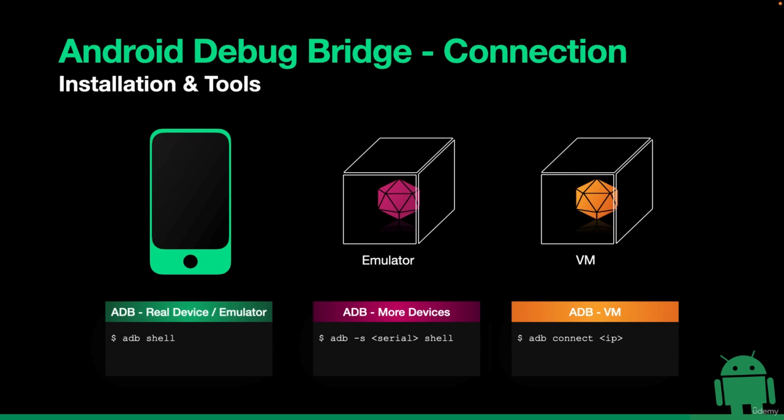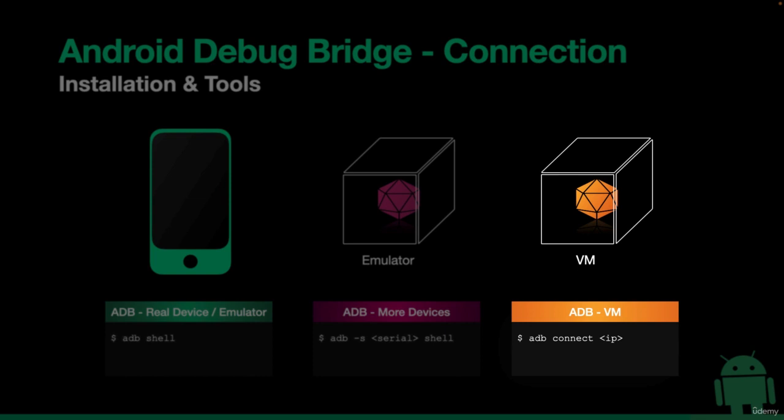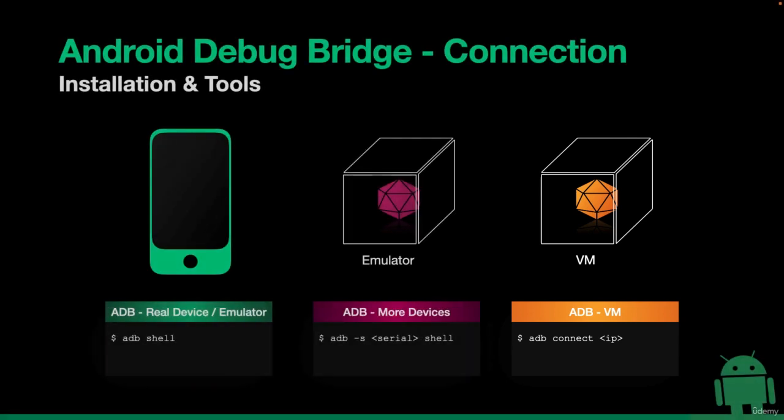Last but not least, there's one connection type which is also possible, and this is TCP/IP. For example on a real device via Wi-Fi, or also if we're using a virtual machine, not the emulator, if we're using the Android x86 virtual machine. Then we need to use the TCP/IP connection, and this is also not that hard. The thing we need is simply the IP address of this device, and then we can use ADB connect and enter the IP address. This will make the ADB connection based on TCP/IP.